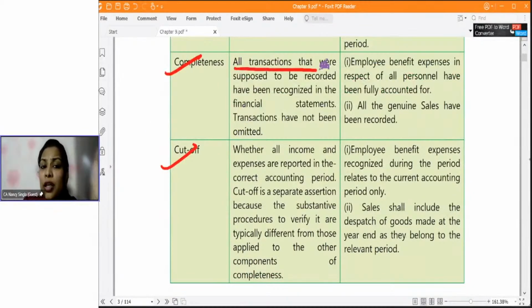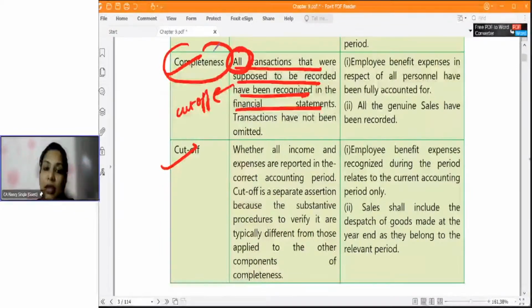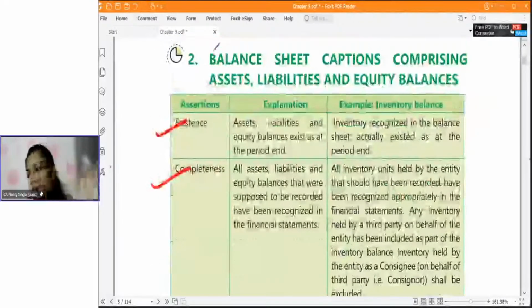That when the auditor wants to see whether all transactions that are supposed to be recorded have been recognized in the financial statement, it means he's checking let's say cutoff assertion. So the answer is incorrect. Why? All, I told you all is the keyword here. So completeness assertion. So go through these tables. One of these tables we will discuss in the class, and the second is as your homework.